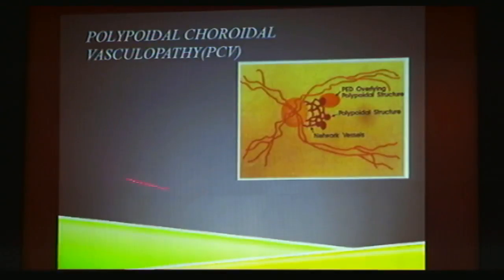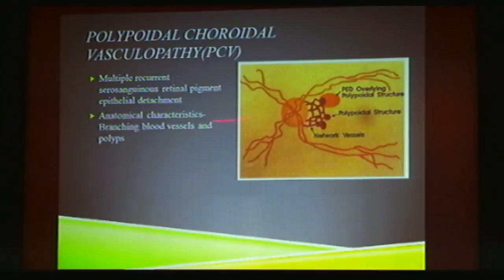Just talking about a few of these entities, polypoidal choroidal vasculopathy, you all know, is an entity which presents with multiple recurrent serosanguinous retinal pigment epithelial detachments. Anatomically, it is characterized by branching blood vessels and polyps. These are actually under the retinal pigment epithelium, and therefore fluorescein angiography does not allow you to visualize them as a branching network and polyps. It just shows a mottled hyperfluorescence, which increases in the late phases.